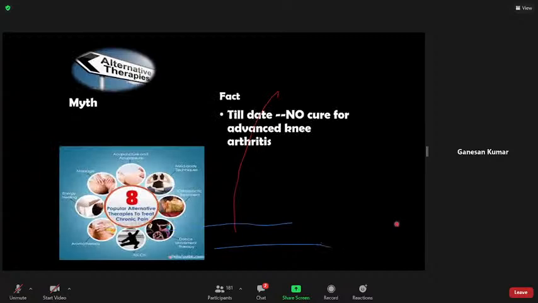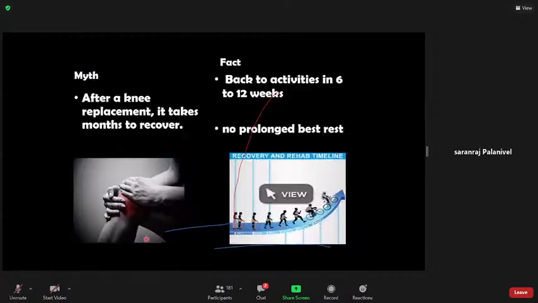Alternative therapies: a lot of the time people try some form of alternative therapy they have heard about. Till date, there is no cure for advanced osteoarthritis knee. Everything can give them only temporary relief. If a patient goes for a knee replacement, they feel that it might take months to recover. If the surgical procedure is done in the right way and proper rehab is done, they can have the best results.